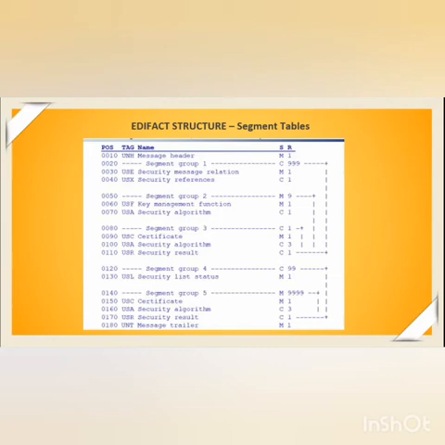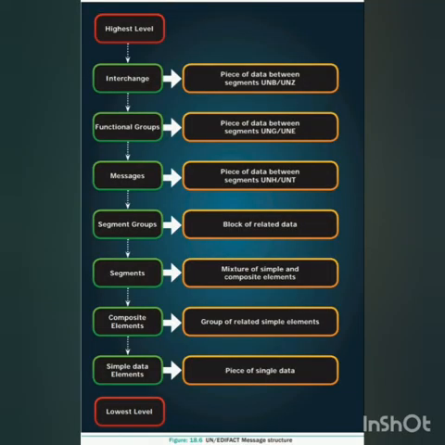Here they have given you some message tags like UNH, USC, USX, USF, USA, etc., and the segments like 1, 2, 3, etc. So this is the segment tables and this is the UN/EDIFACT message structure. Here the highest level is the interchange. So the message tags used in the interchange are UNB and UNZ, and the next one is the functional group.